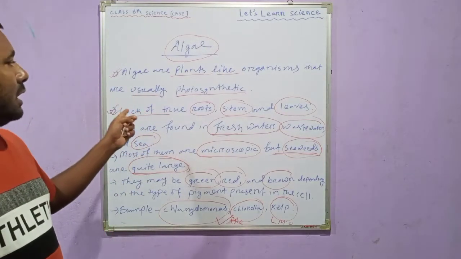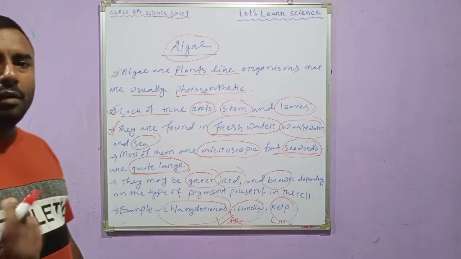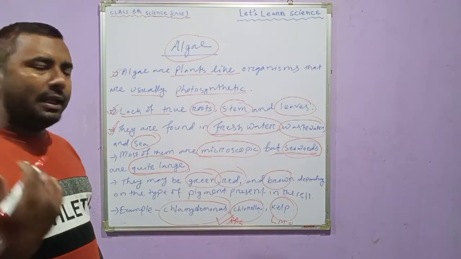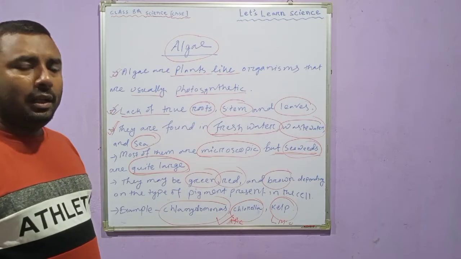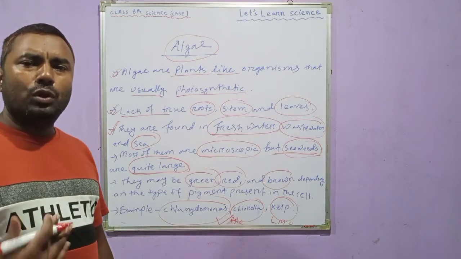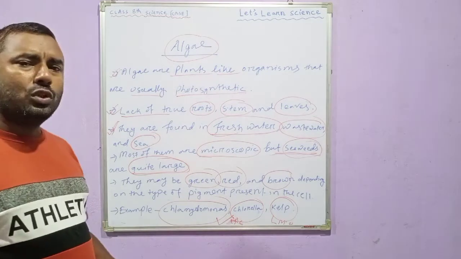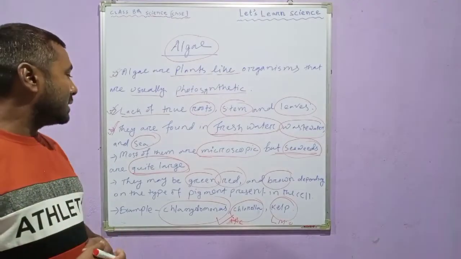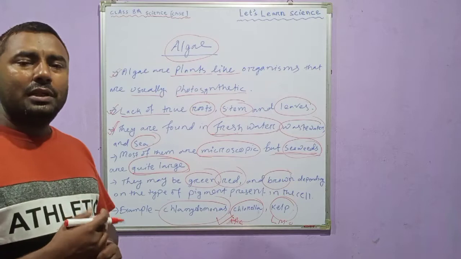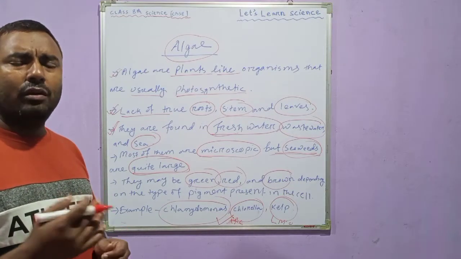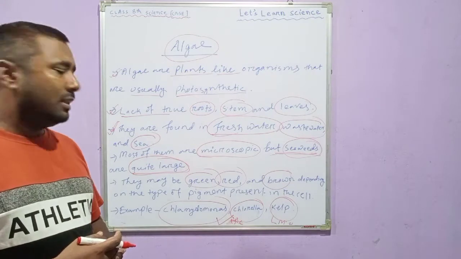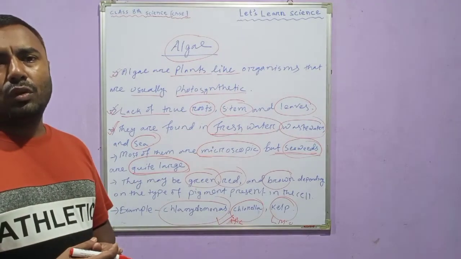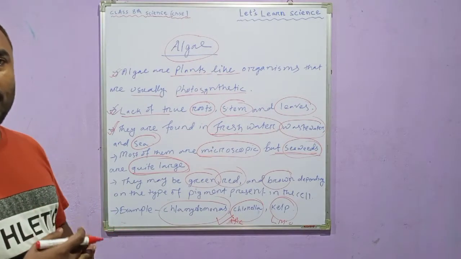They are usually plant-like organisms, and they have the capacity to perform photosynthesis, but they lack true roots, stem, and leaves. They are found in freshwater, wastewater, as well as in the sea. Most of them are microscopic, but seaweed, which is also algae, is quite large in size. Their color may be green, brown, or red, depending on the type of pigment present in the cell. Chlamydomonas, Chlorella, and kelp are some examples of algae.